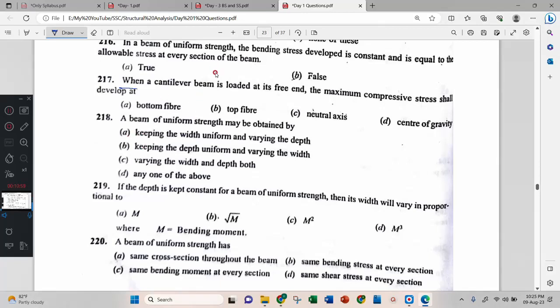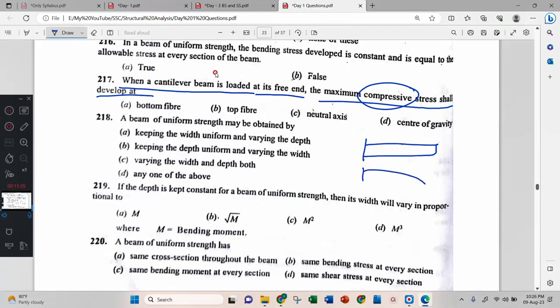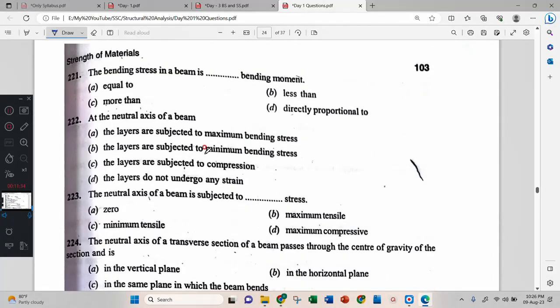When a cantilever beam is loaded at its free end, maximum compressive stress shall develop at the bottom fiber. Compression, bottom fiber. Correct answer. Therefore the bottom fiber will get a compression. Correct? Next, bending stress in a beam is directly proportional to bending moment.